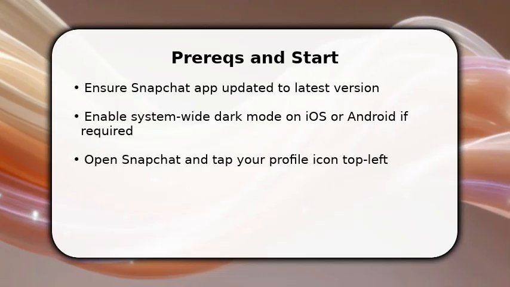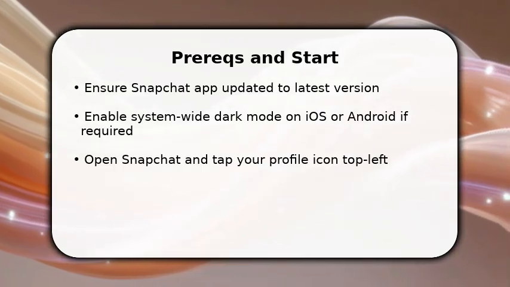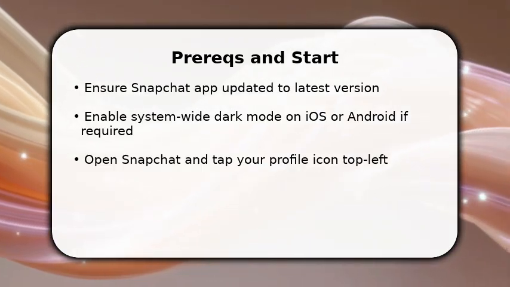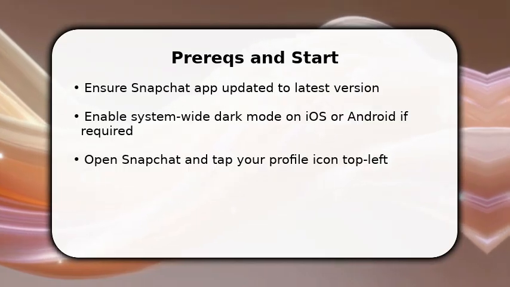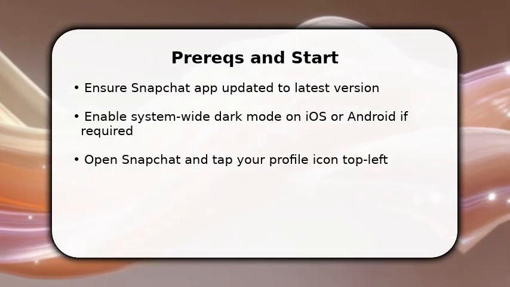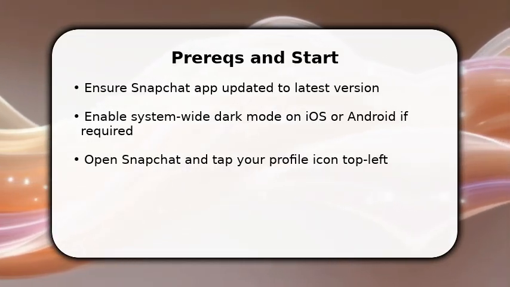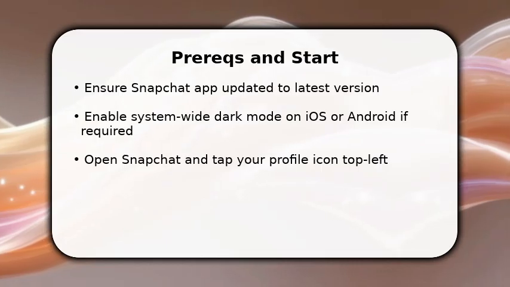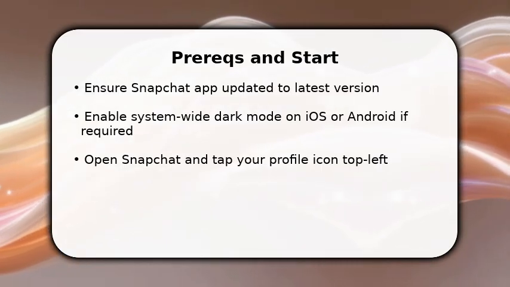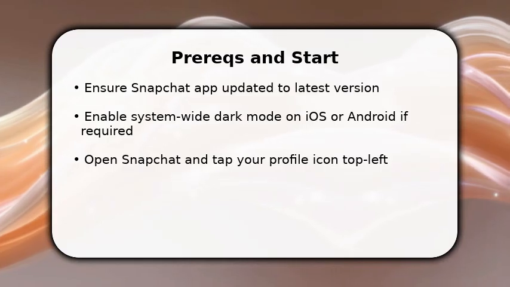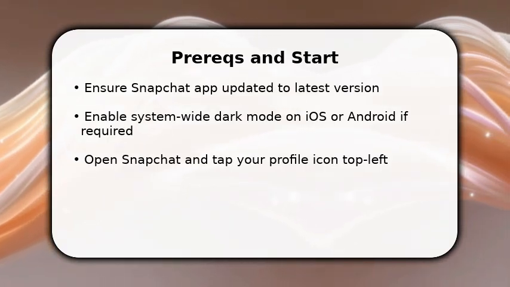You need the latest Snapchat, and on some phones, System Dark Mode enabled. This speeds the process. First, open Snapchat and tap your profile icon in the top left. Once done, tap the gear icon to open settings and scroll toward Appearance or Display options. If you don't see Appearance yet, make sure your app updated and restart Snapchat. That often reveals the toggle.